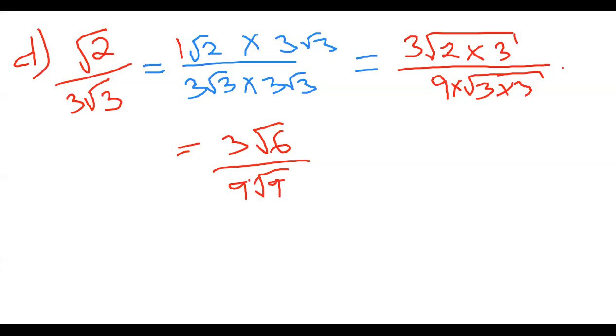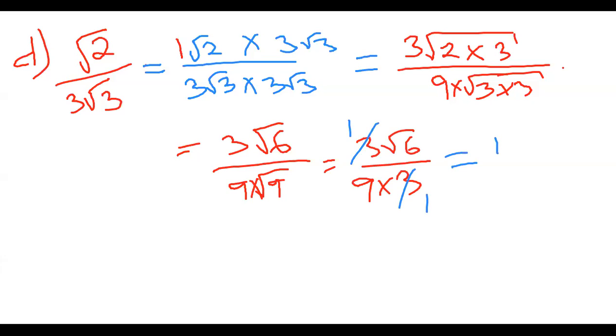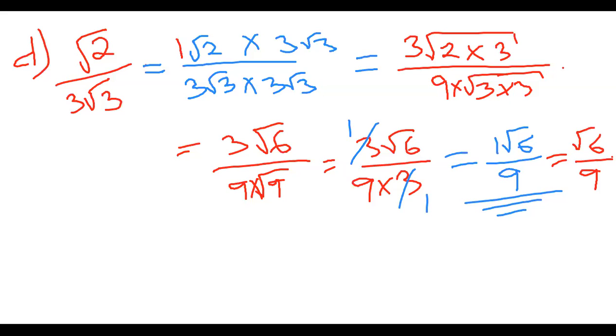In other words, times root of 9. So this is the same as 3 root 6 divided by 9 times root of 9 is 3. From that point, you can say that this 3 cancels with this 3. So the answer will be equal to 1 root 6 divided by a 9. And that is our answer. Or you can simply write it as root 6 out of 9. And that is our final answer.